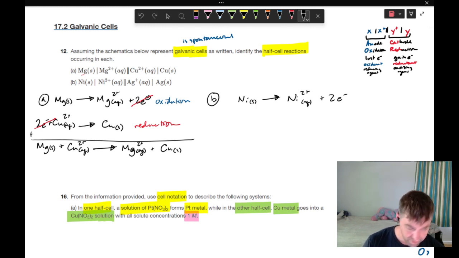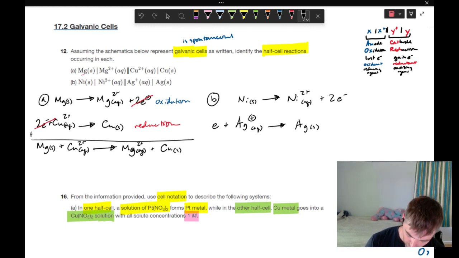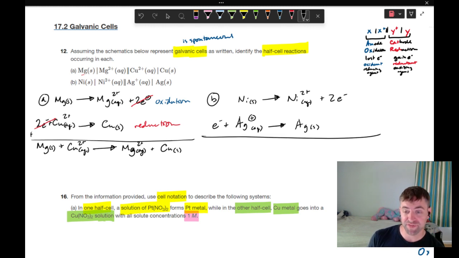We then have silver, aqueous, to silver solid. There's only a single positive charge on this silver, so we need to add 1 electron. And if that's as far as we had to go, we could be done there, but we're not quite done.